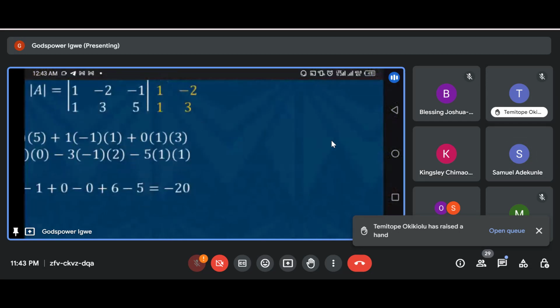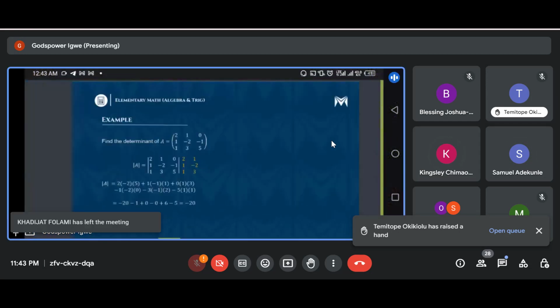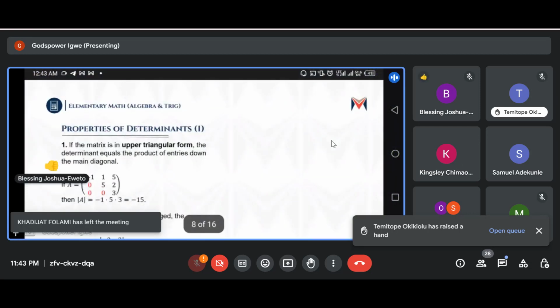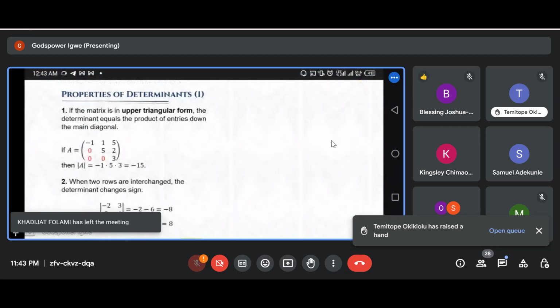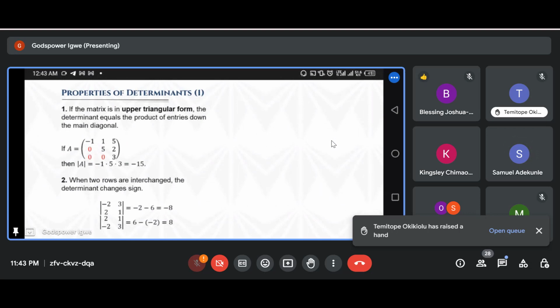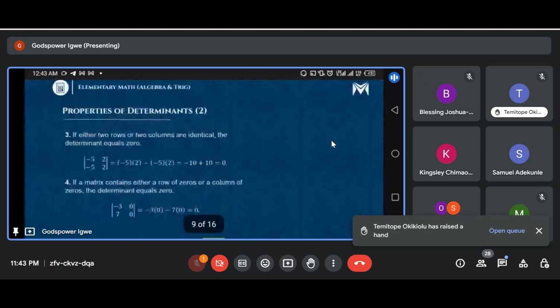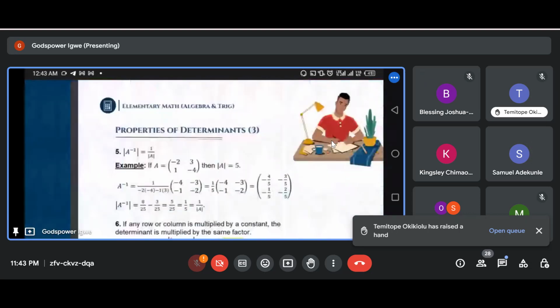Minus 20. So you can see here that we have minus 20 as our determinant. So, getting the adjoint, I don't know how we do that.